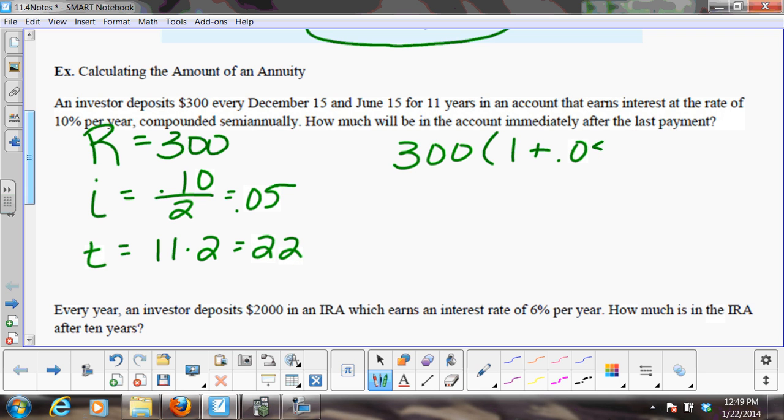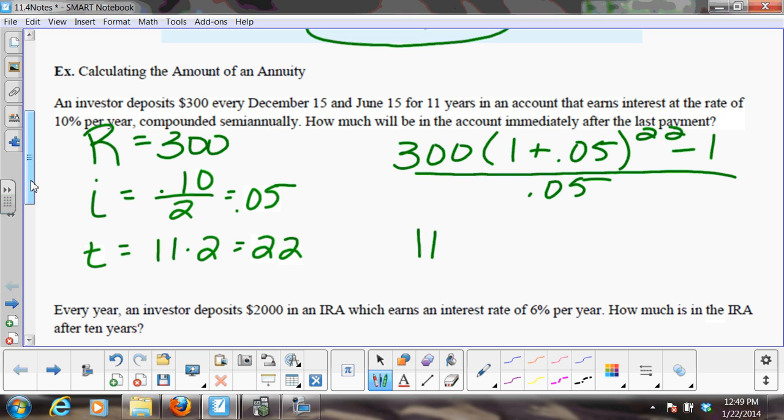300 times (1 plus 0.05) to the 22nd minus 1, all over 0.05. It says how much will be in the account immediately after the last payment. $11,551.56. Do not think that you actually gained from $300 to $11,000. That is not what happened at all. You took your $300 and put it in there 22 times. So you actually put in $6,600. So you gained about $5,000. You didn't actually gain from 300 all the way to 11,000. You gained only after you put in your $300 22 times.